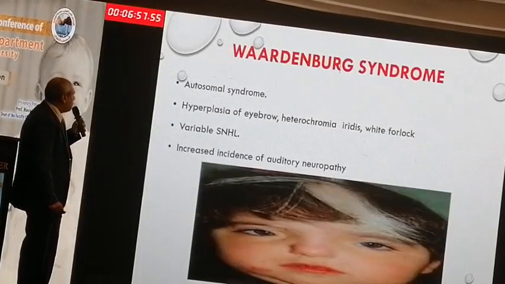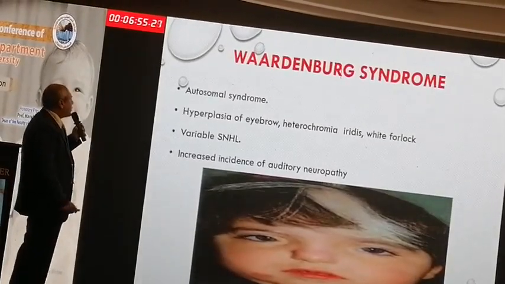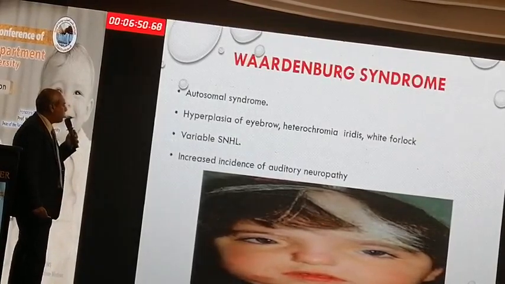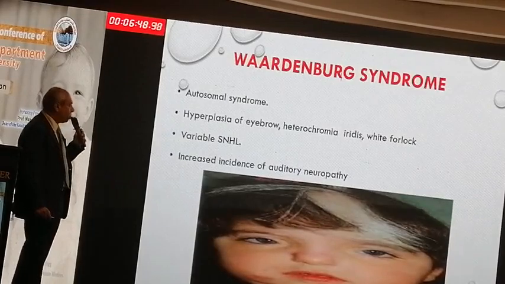Waardenburg syndrome is autosomal dominant, characterized by hyperplasia of the eyebrow, heterochromia iridis, wide forelock, variable degree of sensory hearing loss, and increased incidence of auditory neuropathy.